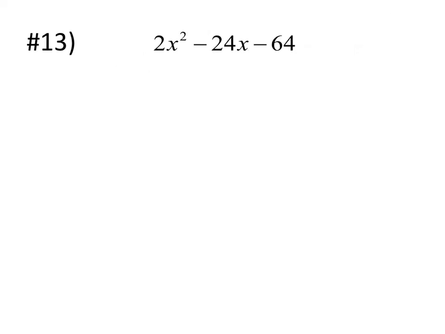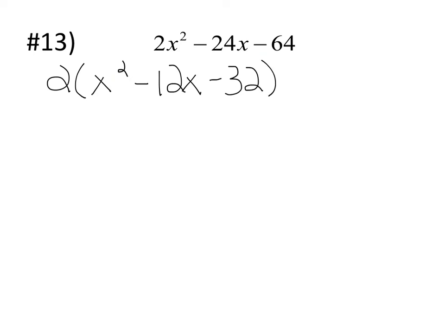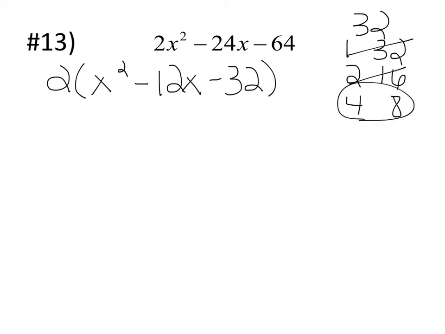Okay, the first thing you're going to do here is you're going to factor out a 2, leaving x squared minus 12x minus 32. Okay? So you're going to multiply 1 times 32. So you've got 32, and your factors are 1 and 32, 2 and 16, and 4 and 8. So what's going to give you 12? Not 1 and 32, not 2 and 16, 4 and 8. So leave the 2 out front.